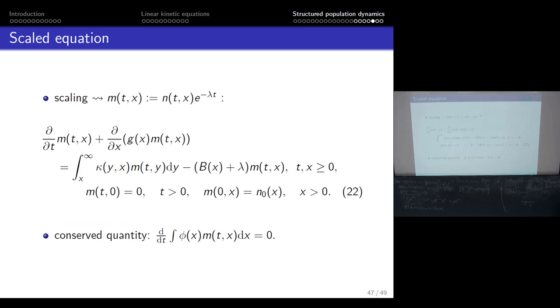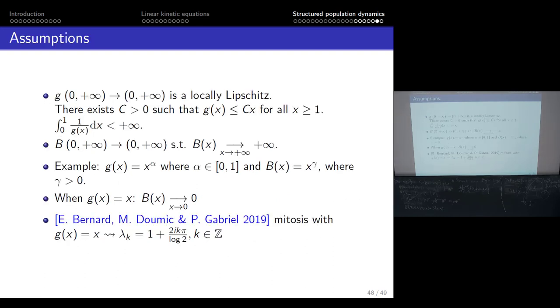Here the equilibrium will be capital N. The only conserved quantity here, this one we are sure of, and of course if b is 1, mass is also conserved. What is interesting here is that when g of x is equal to x, and when we consider the mitosis kernel, there is not a single positive eigenvalue. Instead, there is a set of eigenvalues, as also investigated in this paper. So the equation will have oscillatory behavior in that case. That's why we treat this case in a different way in the proofs.